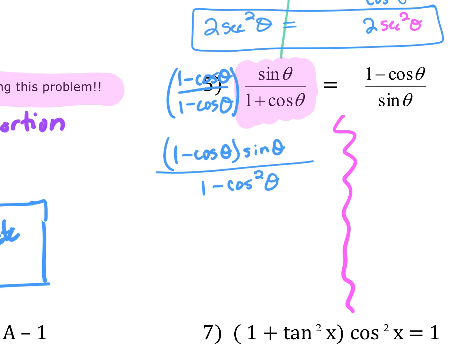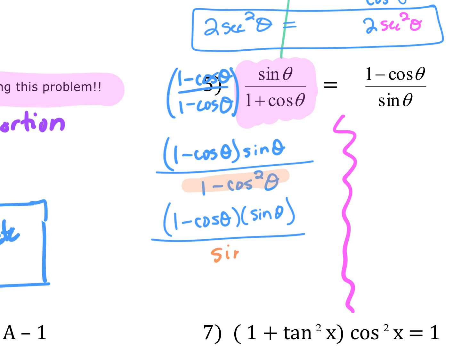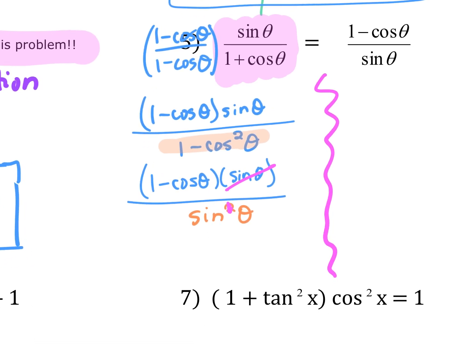So we have this now. In the numerator, we have 1 minus cosine theta times sine theta. In the denominator, let me highlight this and change colors here. In the denominator, we get sine squared theta, right? 1 minus cosine squared theta is equal to sine squared theta. Guys, what happens with the sine in the numerator and the sine squared in the denominator? Yep, this divides out with one of these, so we still have one left in the denominator, but the one up top disappears, divides out, and so then we have 1 minus cosine theta all over sine theta, and that's what we wanted.